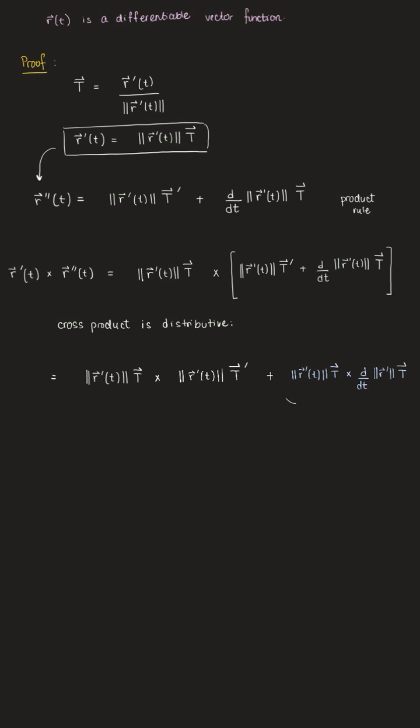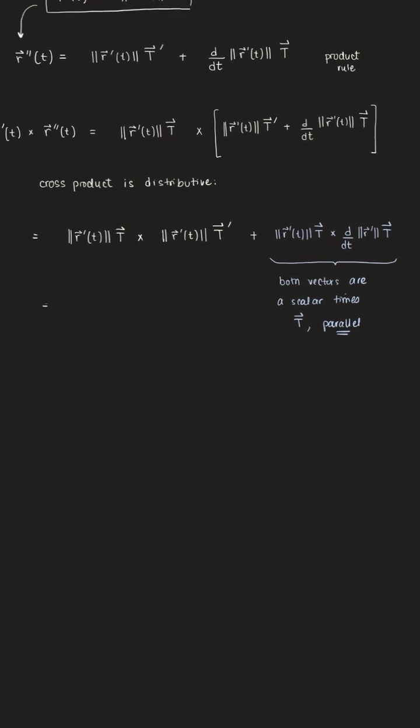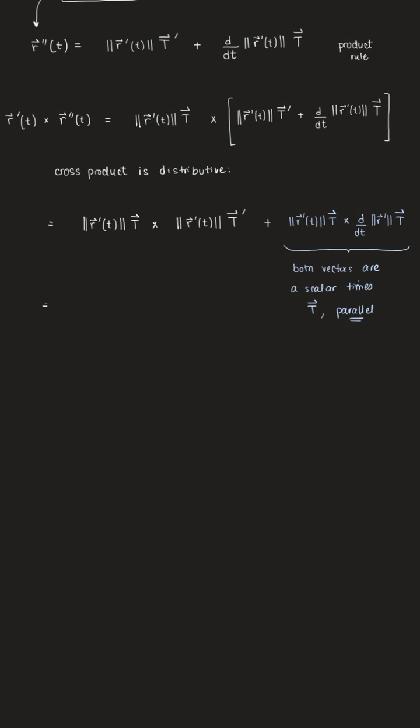So let's look at this expression in blue. Notice that both of these vectors are some kind of scalar function times the same vector T, which means that the two vectors we're doing the cross product of are parallel. And the cross product of two parallel vectors is 0. Or another way to think of it, we know the magnitude of a cross product is the magnitude of one vector times the other times the sine of the angle between them. But if the vectors are parallel, the angle is 0 or 180 degrees and sine is 0. And so this will equal 0.